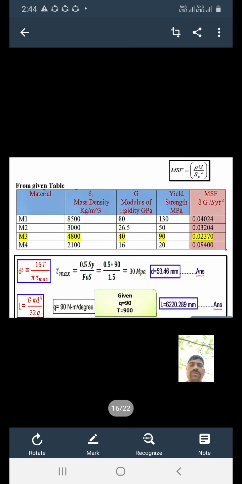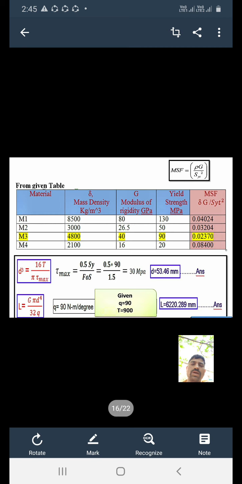Then d cube is equal to 16T. Calculate that MSF value with the help of that value. We will choose material M3, having mass density 4800, modulus of rigidity 40, yield strength 90. Then we will calculate the MSF for all. First, d cube is 16T divided by pi tau max. Tau max is equal to 0.5 Sy divided by factor of safety. SYT is given, so 0.5 into 90 divided by 1.5. You will get 30 MPa tau max.